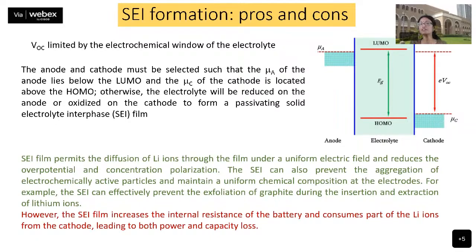Why is this so? Because if it is not so, then your electrolyte is going to reduce on the anode, or it is going to get oxidized on the cathode. And if that happens, it will lead to the formation of SEI. So this is nothing but a passivating solid electrolyte interface film. Between your electrode and your electrolyte, you will have the formation of this solid electrolyte interface film.